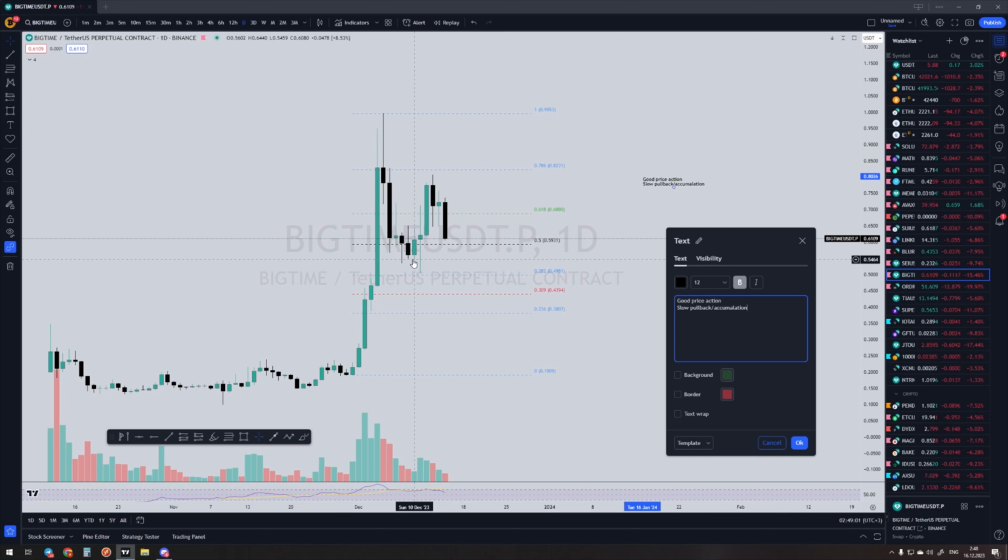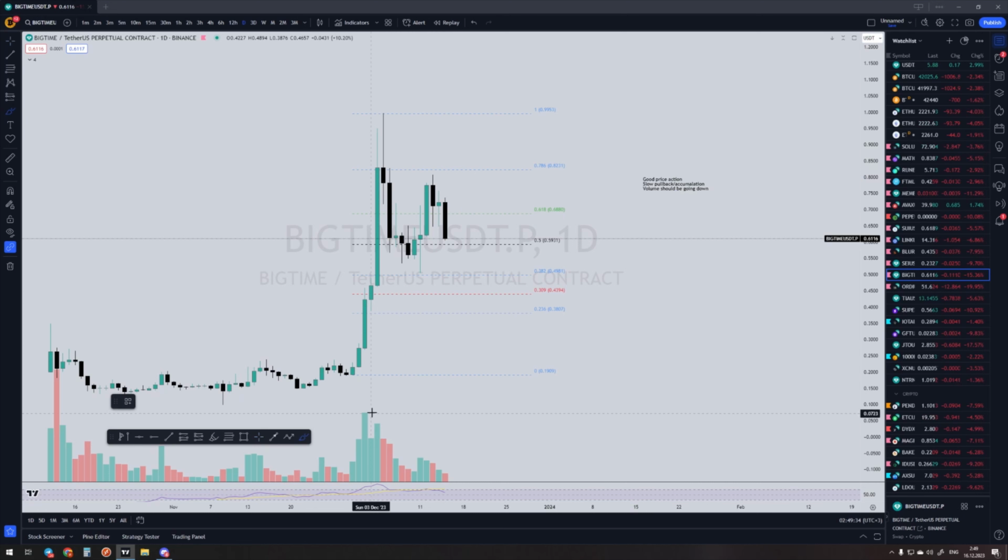I will also show you examples when we have slow growth and then slow pullback. This is not good, and we don't work these types of instruments when we're trading this strategy. Also, volume should be going down. This is very important. As you can notice here, we're slowly going down, volume going down, right?